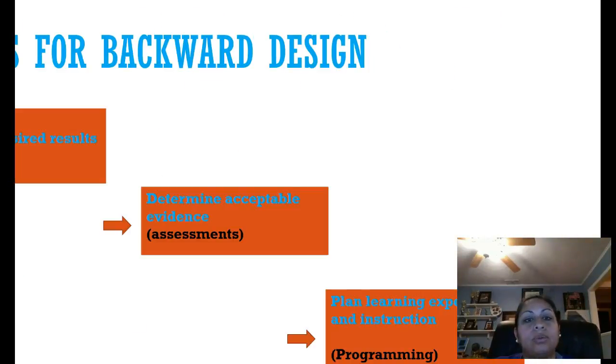All right, so steps for the backward design. First, we need to specify what outcomes we want out of it. Like I mentioned earlier, what is our goal for our students? And then next step is our assessments, which there are many different types of assessments, and I will go over those with you in just a moment. And then our last step will be planned learning experiences and instruction.